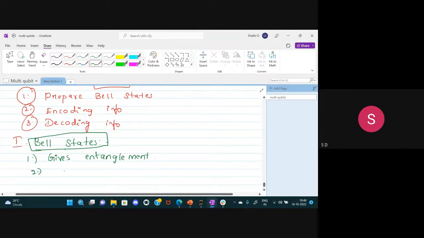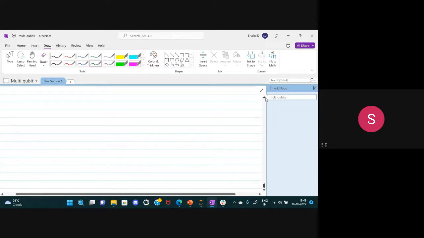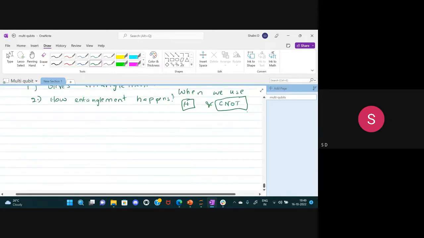You can ask me how entanglement happens. When we use what gates? Do you remember? H and CNOT. If we use both these gates together, we get entanglement. I hope you remember. We just discussed it a couple of minutes ago. If you don't remember, no problem, you can revise as needed.